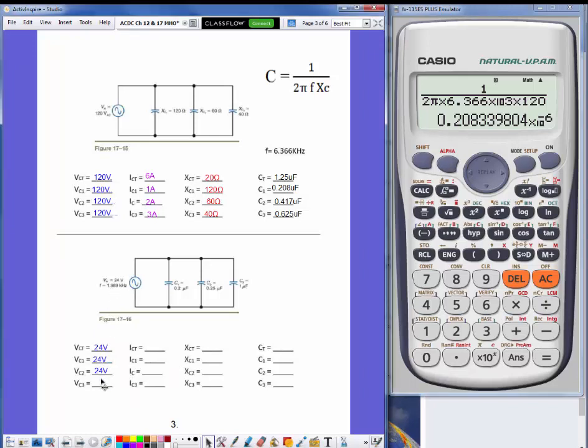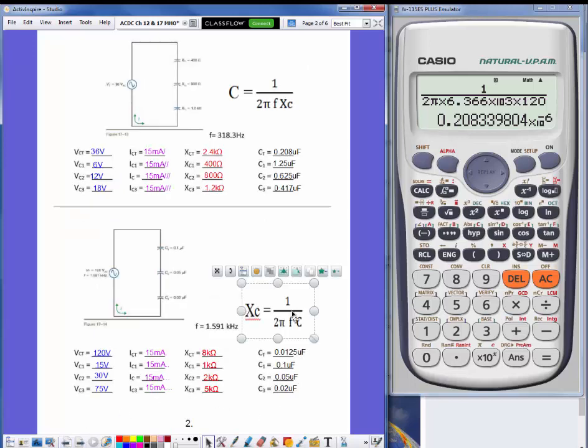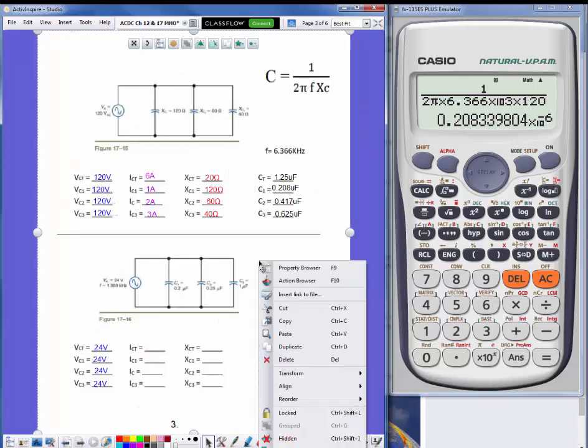Alright, looking at the next problem here, we begin by filling in our known values, and this time they gave us capacitance. So the first step, we look at our formula sheet. In parallel, total capacitance, you just add them up. So now I have that number. If they give me capacitance, I have to find reactance. I do that by using this formula right here.